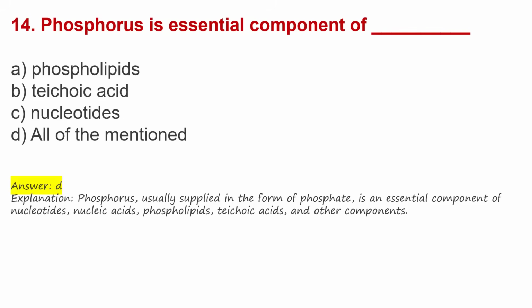Phosphorus is usually supplied in the form of phosphate. It's an essential component of nucleotides and nucleic acids, phospholipids, teichoic acid, and other components. So the phospholipids, the teichoic acid, and nucleotides are all major components, and they all require phosphorus.